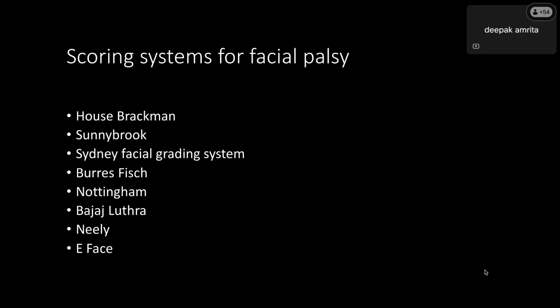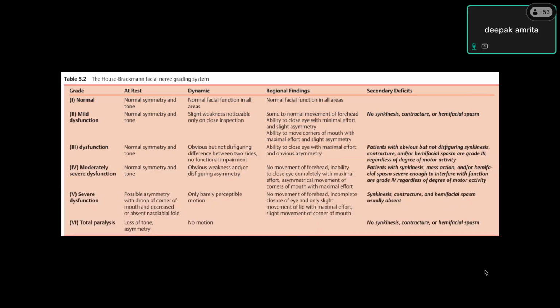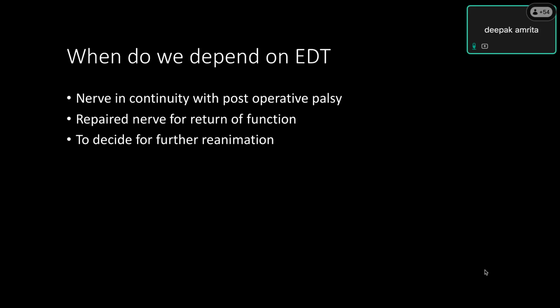And you know, there are several scoring systems for facial palsy: House-Brackmann, Sunnybrook, Sydney Facial Grading System, Fisch, Nottingham, Bajaj, Luthra, Neely, and the most recent, the electronic scoring system called eFACE. Now, this is the House-Brackmann facial nerve grading system. Many of you would know what this is. Grade 1 is normal and 6 is total paralysis. We can use this to grade the improvement that we observe following facial reanimation.